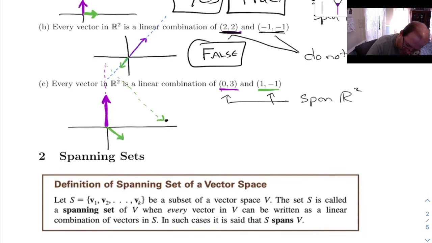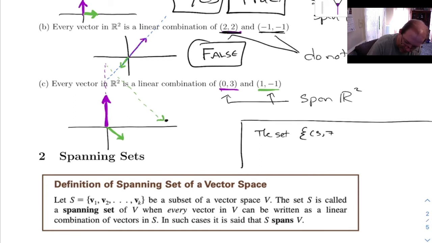Let me throw one more example up here before we look at the ones below. The set 3, 7. Is that a spanning set of R2? No, because that's only a set with one vector, 3, 7. It's going to look something like that. And so linear combinations of that are just multiples of it. So all you can get from this is just points on that line. So this is not a spanning set of R2.